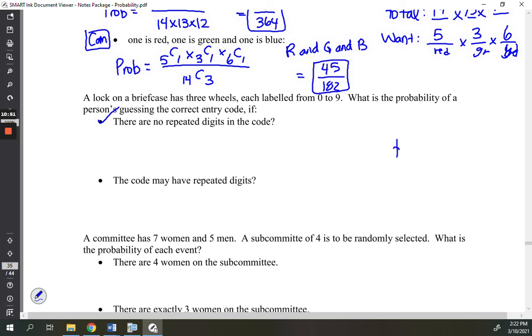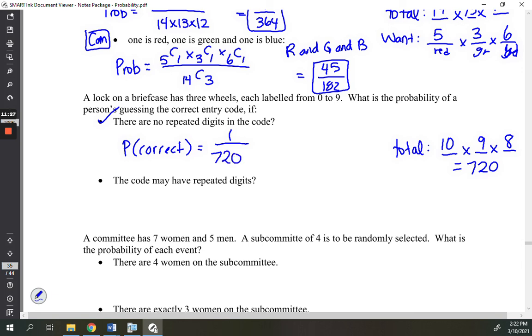So again, let's look at our total possible codes we could have. There's 3 wheels, and it could be any number from 0 to 9. So that means there's 10 options for my first number. It says there's no repeated digits, so I only have 9 options left, and then 8 for my last number. So when you multiply those all together, you're going to have 720 different possible codes for this lock. So what are your chances of guessing the correct code? Only 1 code is going to be correct out of all the 720 options. So that will be your answer there.